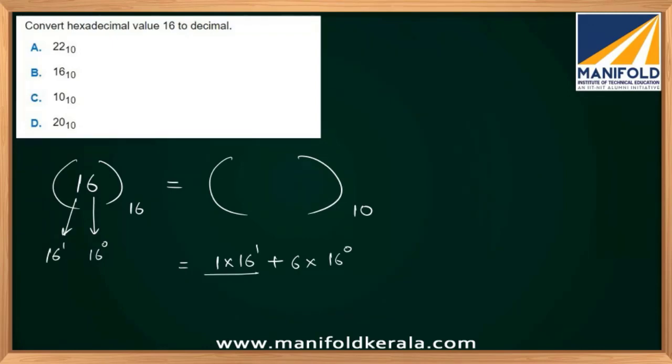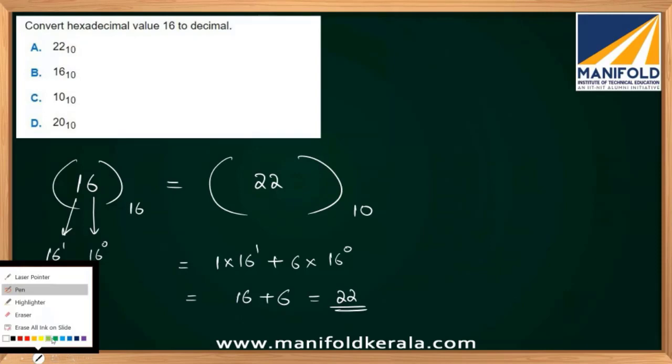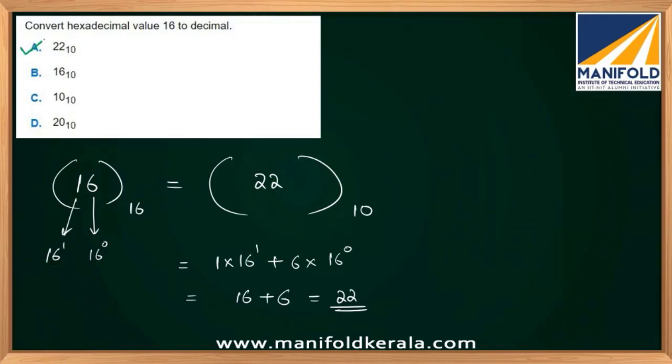1 multiplied by 16 raised to 1, the positional weight, plus 6 into 16 raised to 0. And what is this? 1 into 16 is 16, plus 6 into 16 raised to 0. What is 16 raised to 0? It is 1. So 16 plus 6 is equal to what? 22. So it is 22 base 10. Right? Are you all clear with this one? Is anybody having a doubt? Is it clear, everyone? Okay. Yeah. Let's move on to the next question.